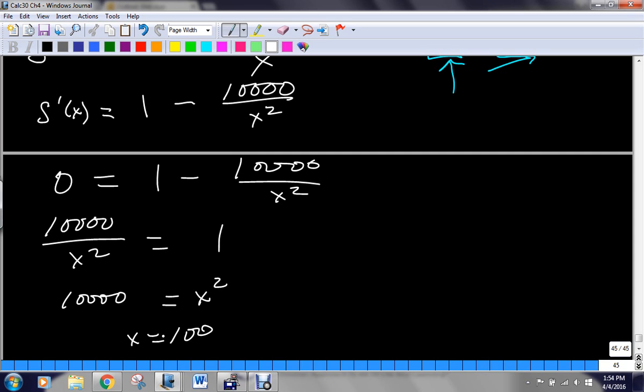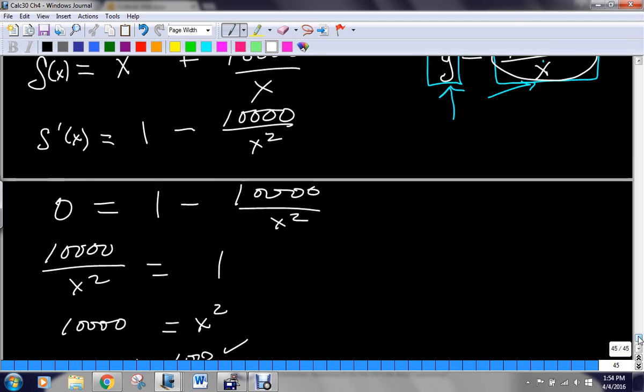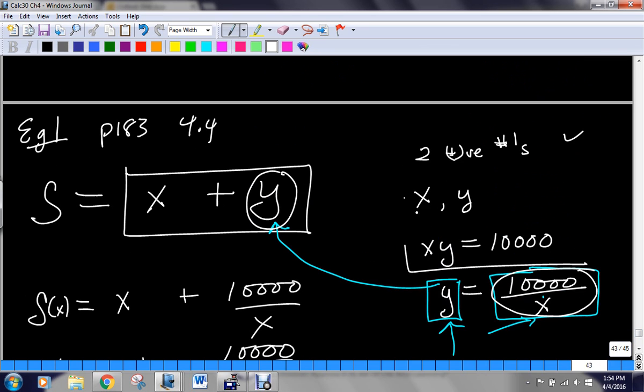Anybody know why I just wrote down positive 100? Exactly, the question says I'm looking for two positive numbers. So negative 100, I can reject it right away. It's an answer that algebraically I would arrive at, but according to the problem, I already know that I'm looking for positive numbers. So x is one of the positive numbers. So one of them is 100.